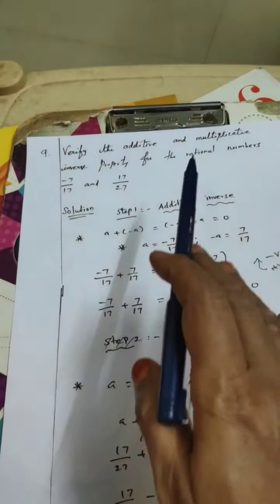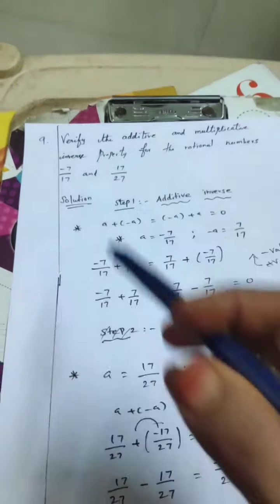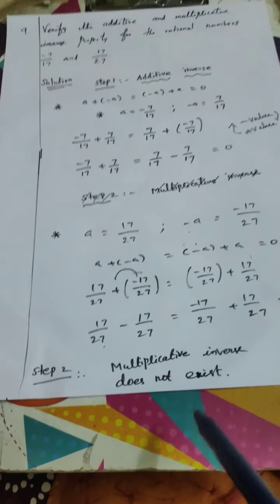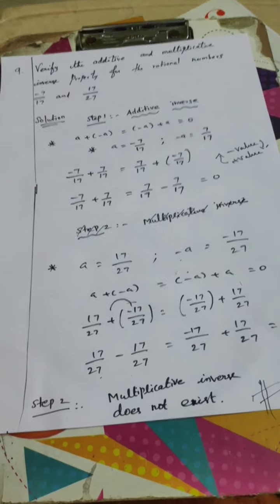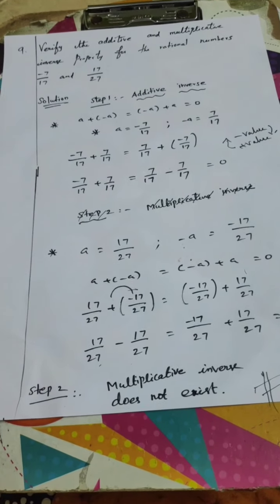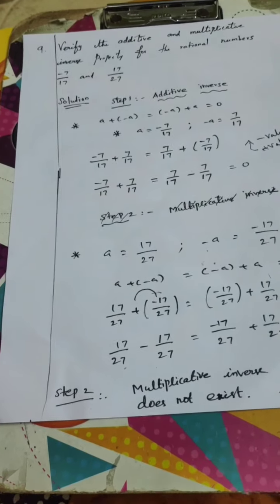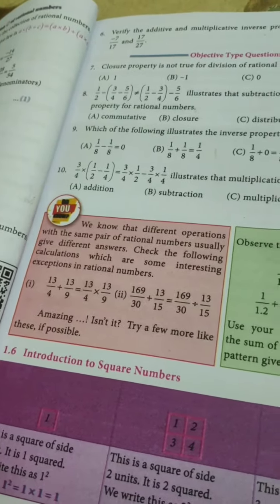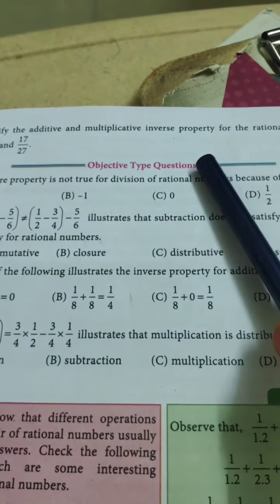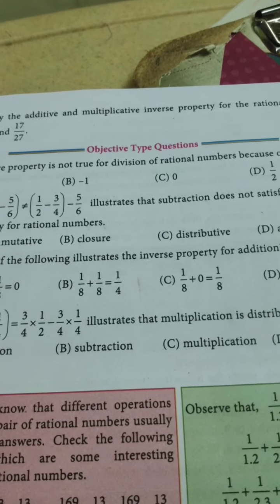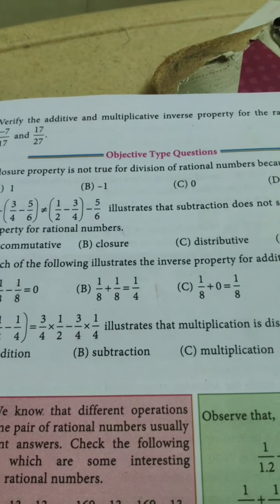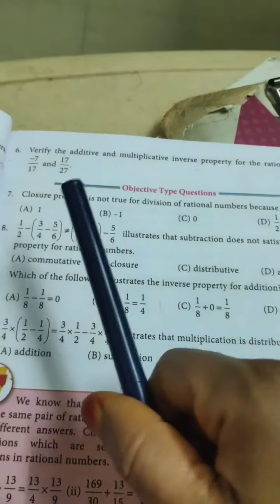Step 2, multiplicative inverse. Multiplicative inverse does not exist. That completes all the sums of 1.3. Hereafter, they are having choose the best answer, 1 mark questions. Now choose the best answer. These are objective type questions. Watch the video, then I will give the PDF of the questions. You write the answers.